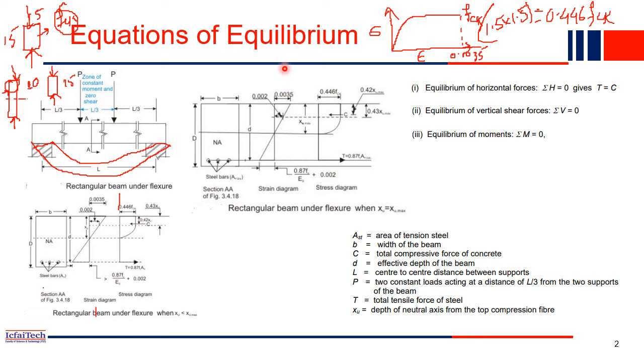So this is the strain diagram. As it is a tension strain, it is negative, whereas compression strain we consider positive. When you connect both the lines, where you find zero strain in the middle, that axis we call the neutral axis. That's what we discussed in the last class. And this diagram is the stress diagram, the concrete stress block.